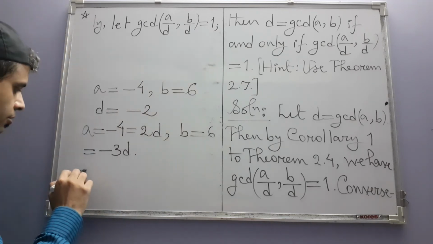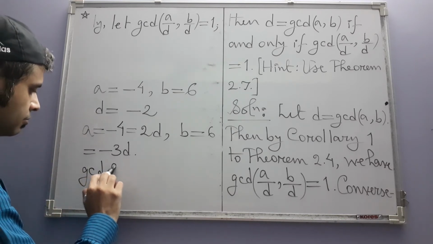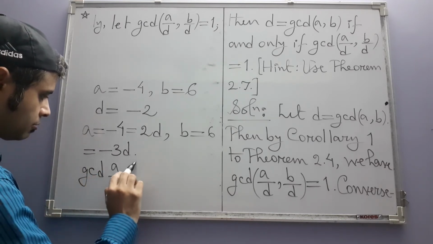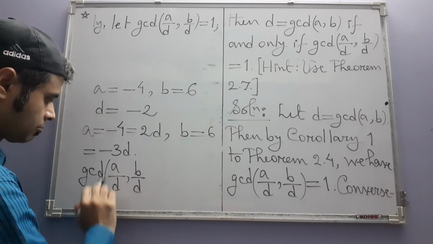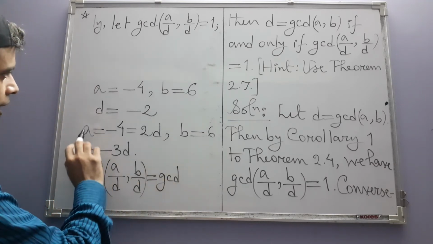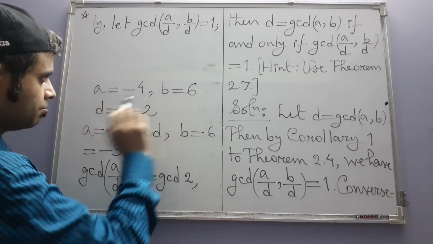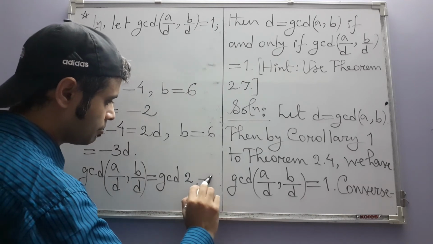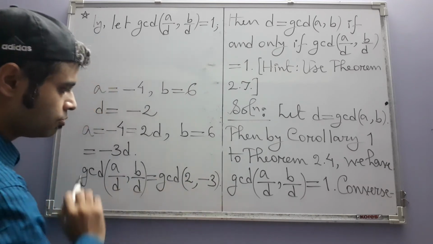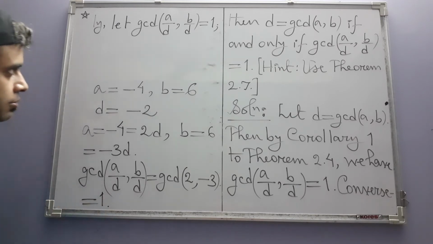What else is true? A divided by D is what? 2. B divided by D is what? -3. 2 and -3 are relatively prime. So this condition is also true.